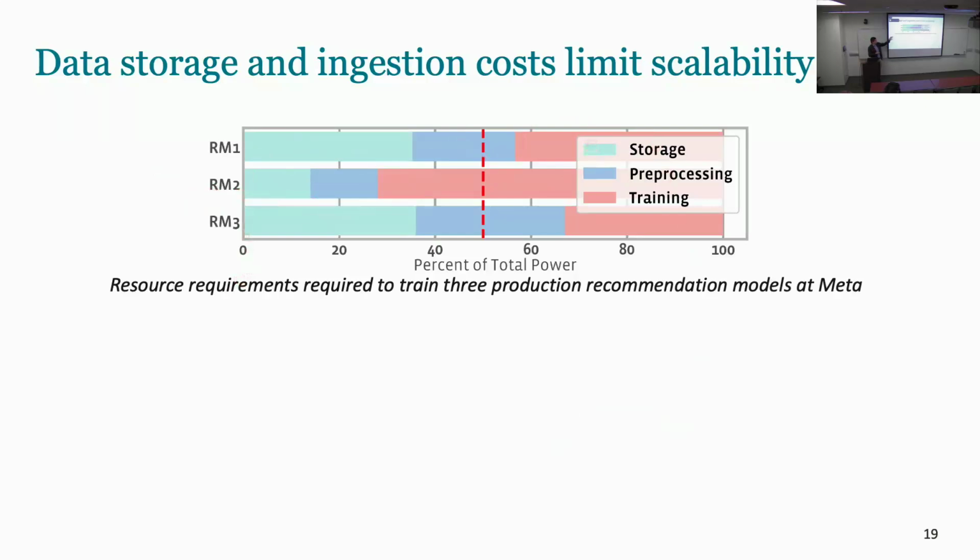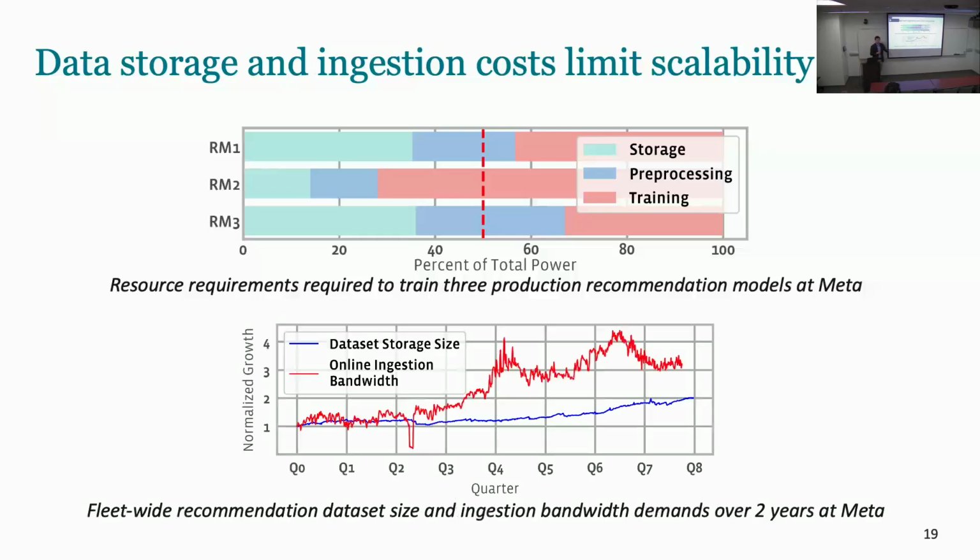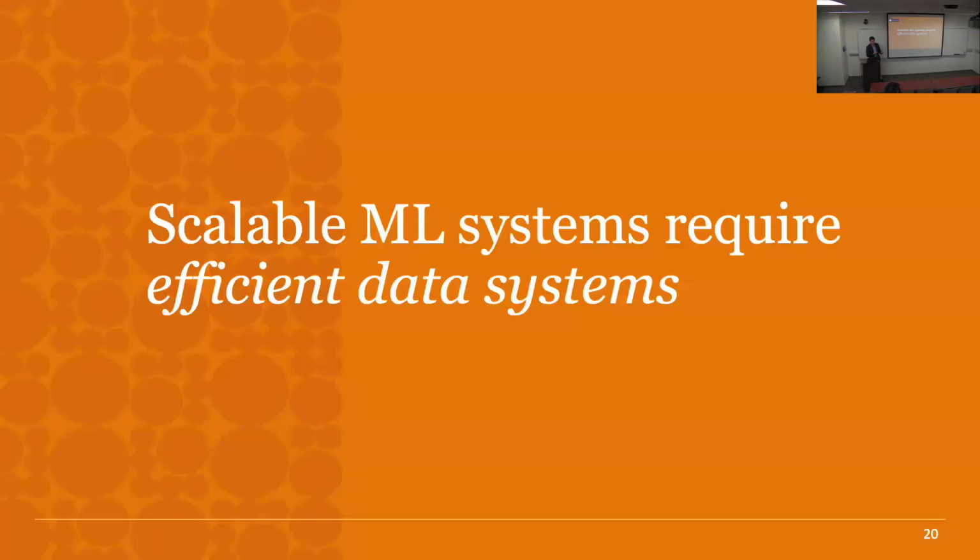pipeline. So as you can see here, a lot of the pipelines at Meta require more resources for these data systems than the actual GPUs themselves. And the demands for storage and ingestion are also rapidly growing year over year. So these different components, storage, pre-processing, are really limiting the scalability of your overall training infrastructure in the real world. So if we want to build scalable ML systems, that requires building efficient data systems as well.